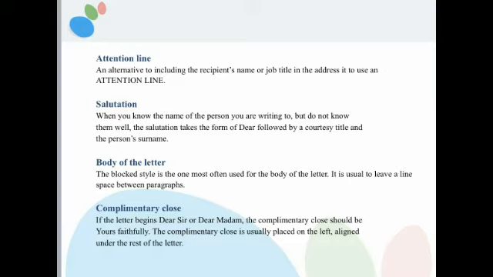Body of the letter. The block style is the one most often used for the body of the letter. It is usual to leave a line space between paragraphs. Complimentary close. If the letter begins Dear Sir or Dear Madam, the complimentary close should be Yours faithfully. The complimentary close is usually placed on the left, a line under the rest of the letter.